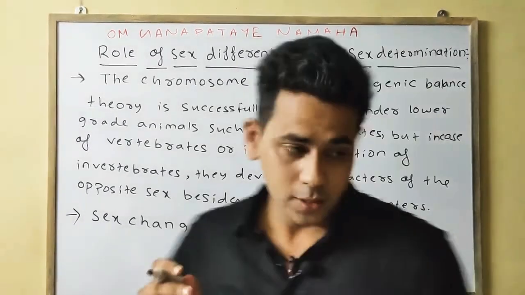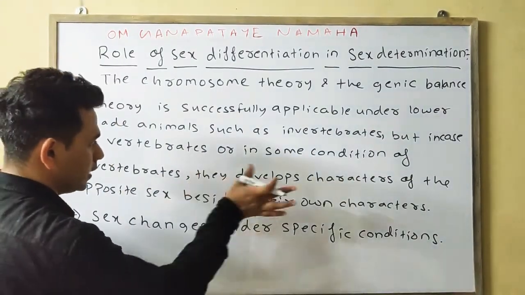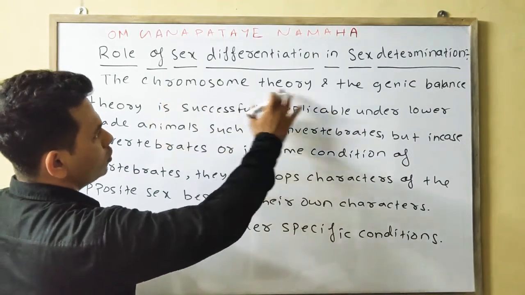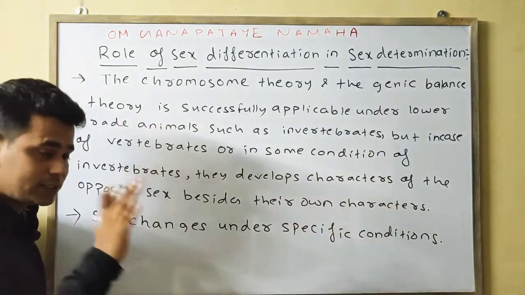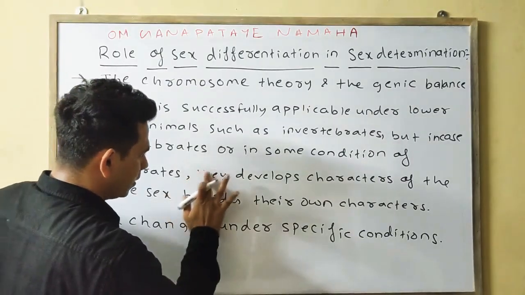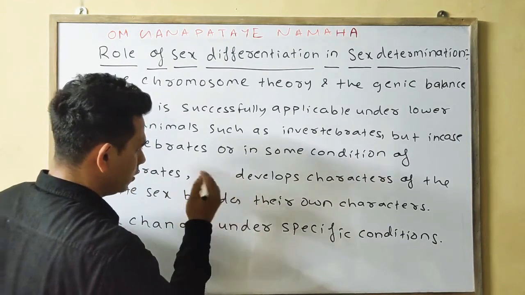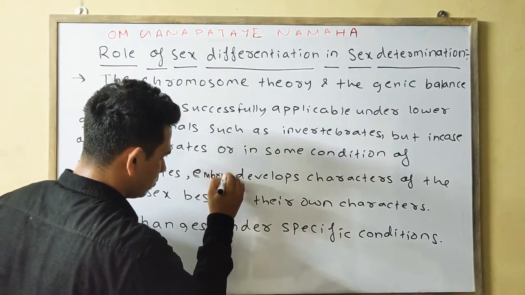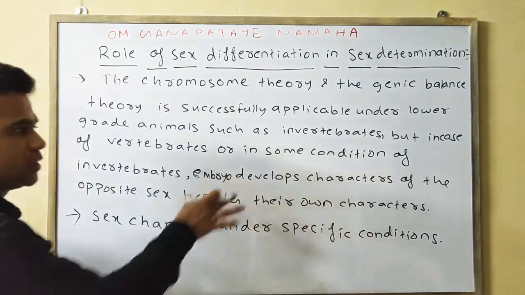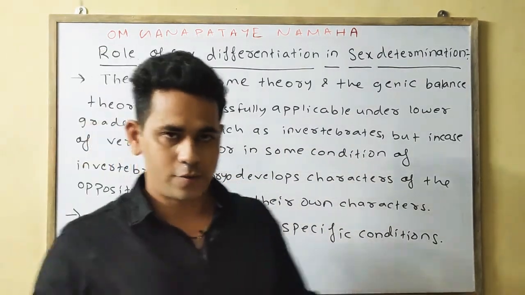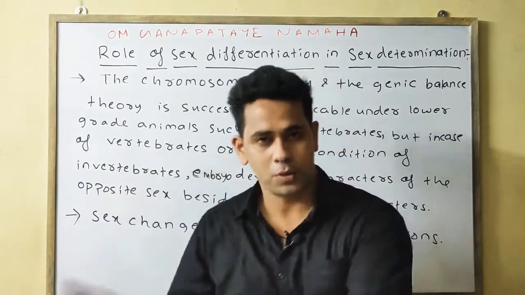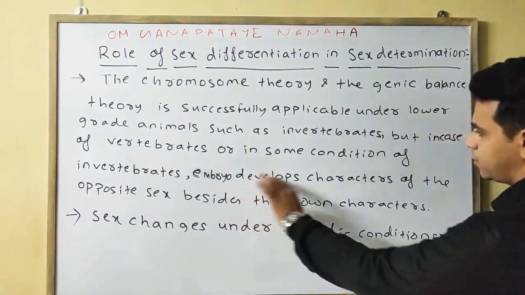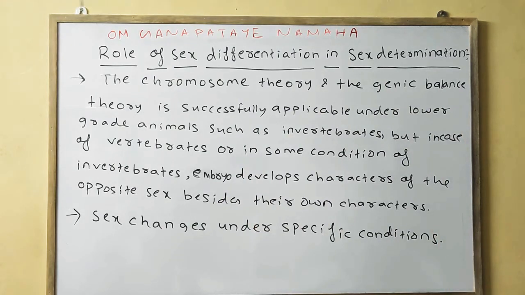Please note the point. We are now discussing the case of the embryo. In the chromosome theory and the genetic balance theory of sex determination, the embryo develops, please note down, the embryo which develops characters of the opposite sex besides its own characters.